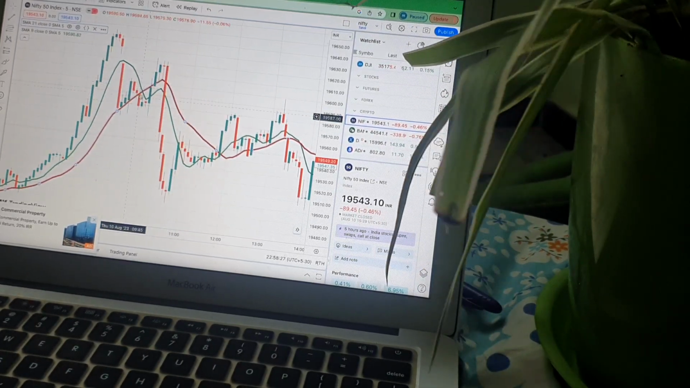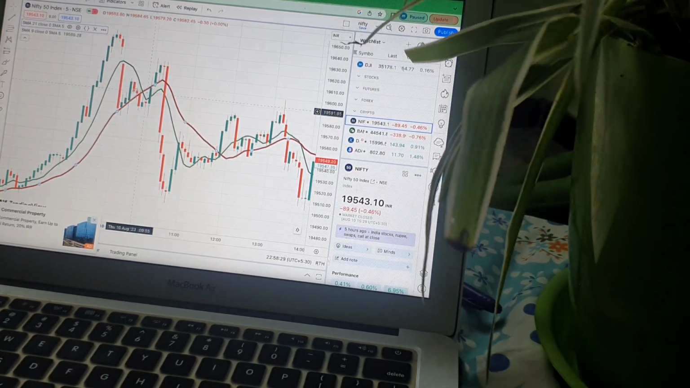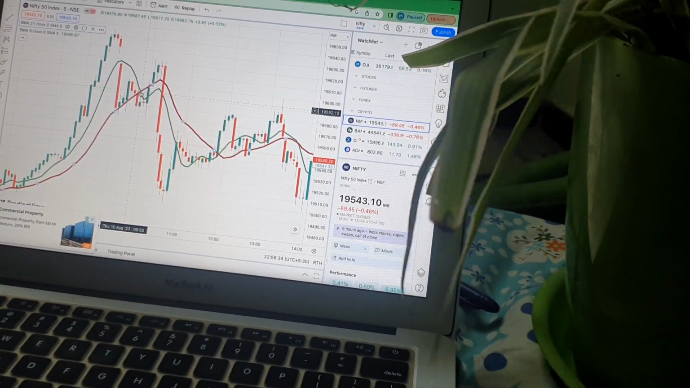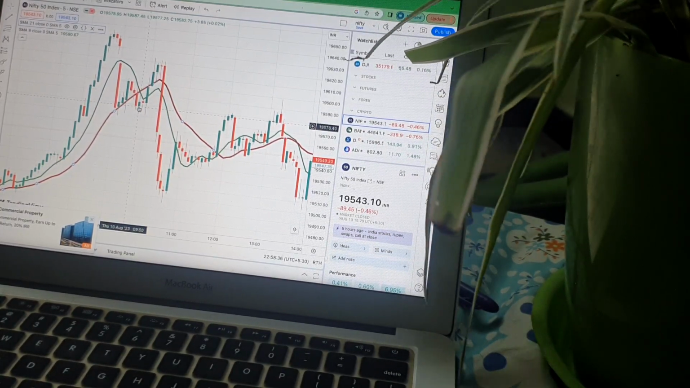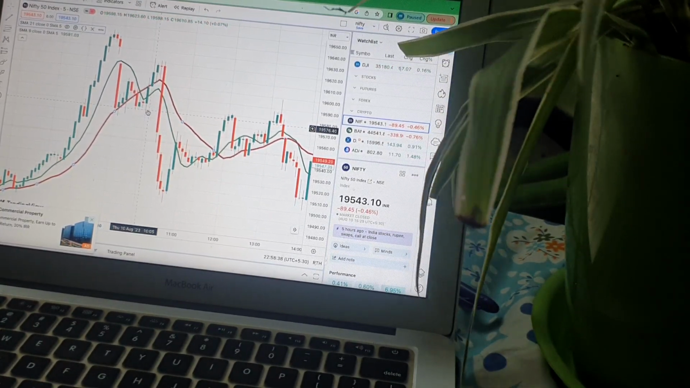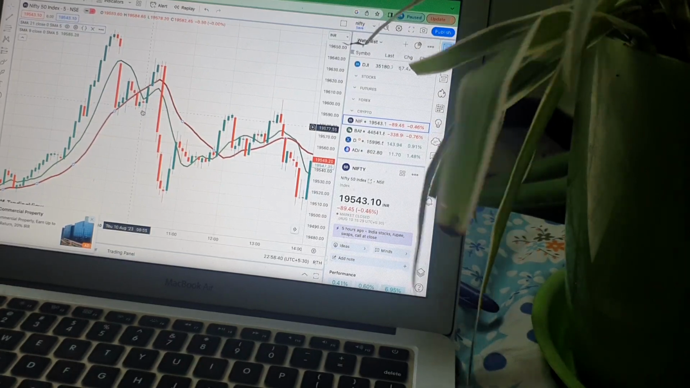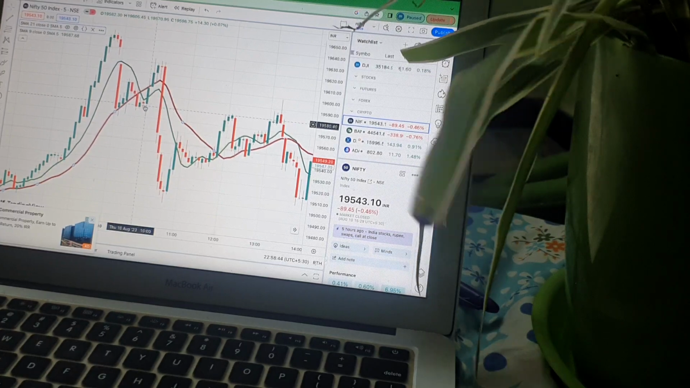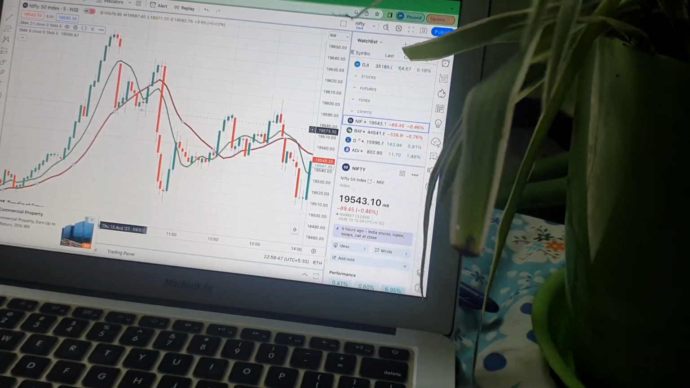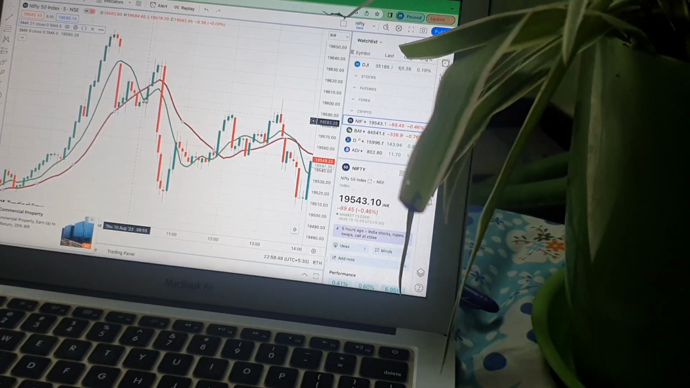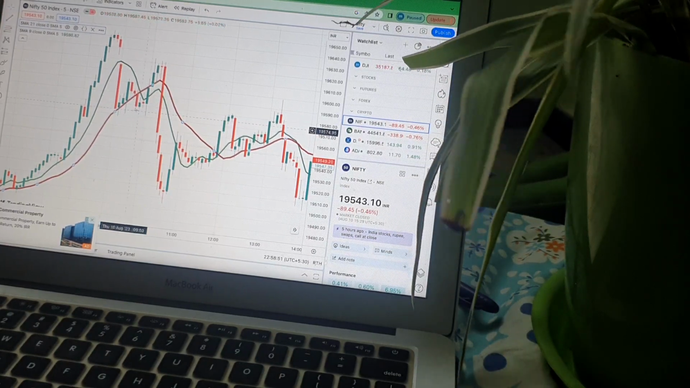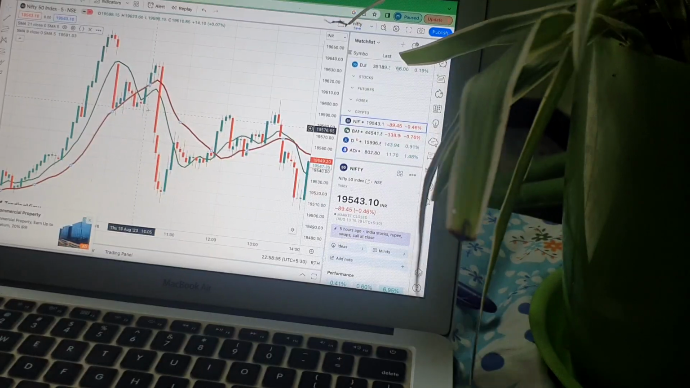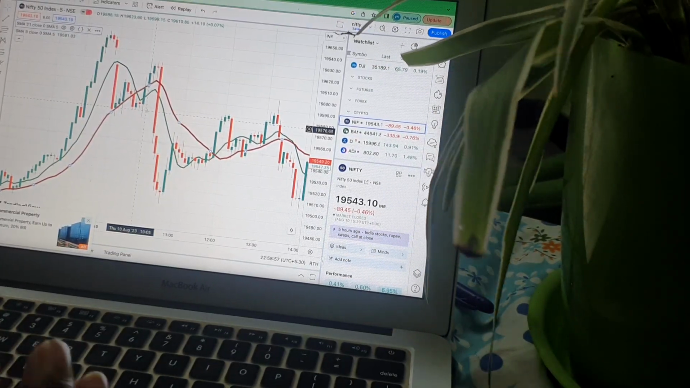So check whether the 9 moving average is having a crossover or not. It has a crossover over here. But do you have any candle below this? No, it doesn't have any candle, because the next candle is above this. So it means you are not going to go for a put option. You are going to wait for another place where you will have a put option.